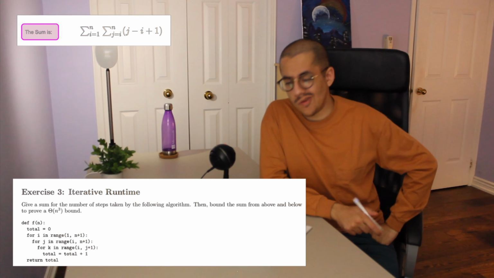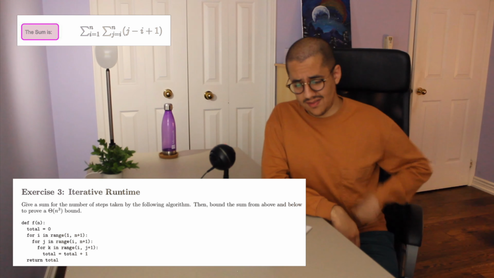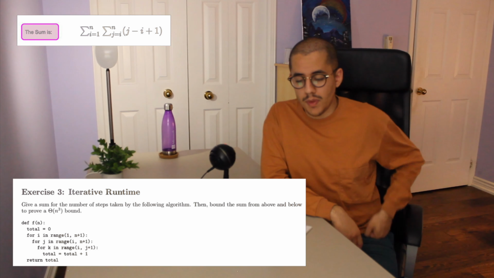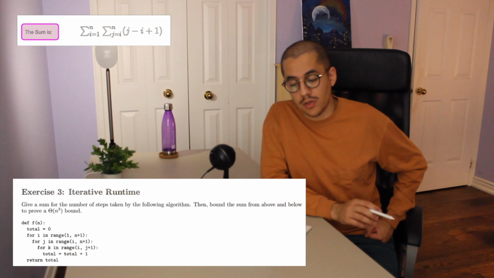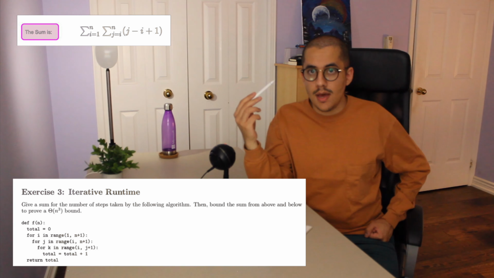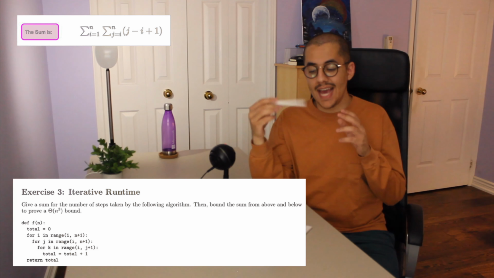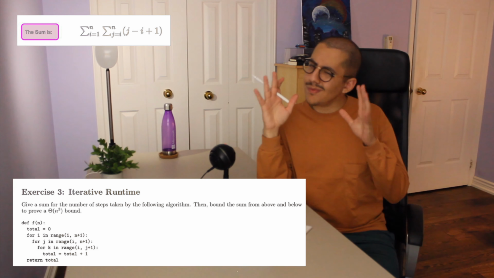But then what's going on here? j minus i plus 1. And then there's a third. Where's the third for loop? Well, think about it this way. When it says for k in the range of i to j plus 1, if you look inside of that for loop, it keeps adding 1. Meaning every iteration of k, this is adding 1 to the total.